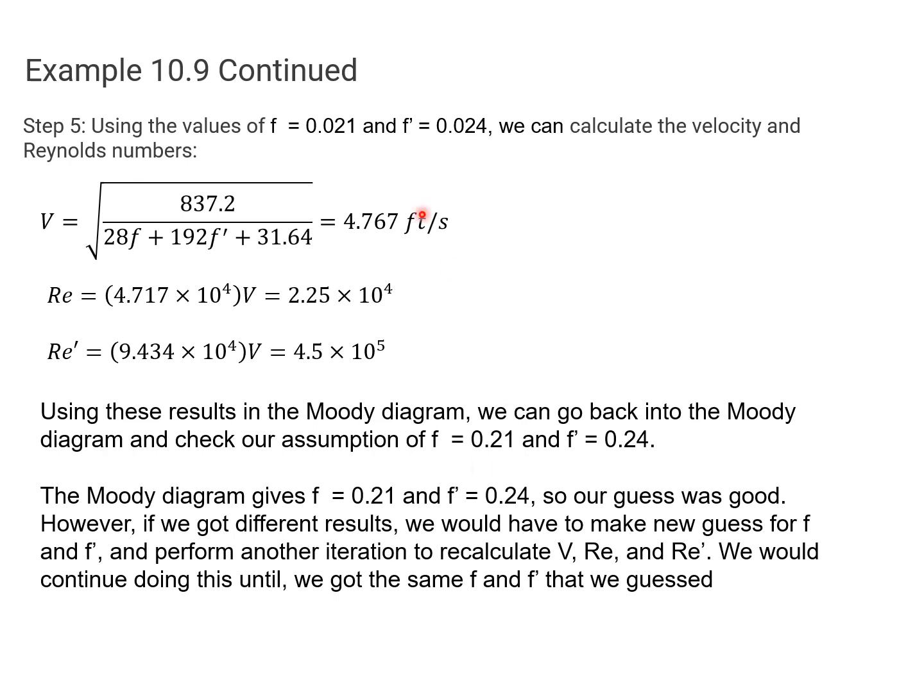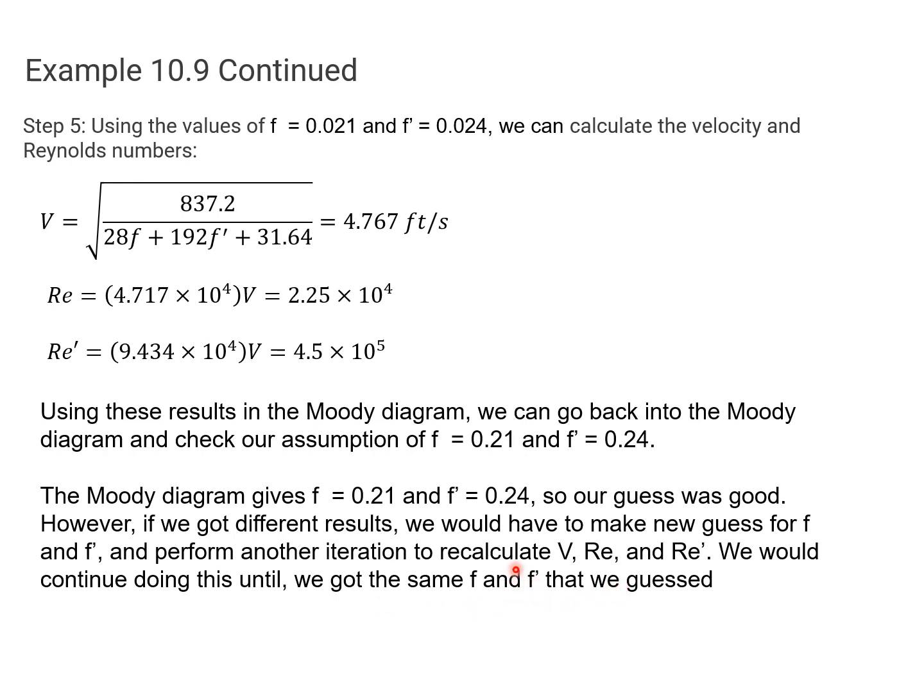So using the values of F and F prime, we can calculate the velocity and the Reynolds numbers now. Once you calculate these values, you can go back to the Moody diagram to check the results to see if that comes out consistent. When you do that, you find that yeah, these actually give these values. So it was a pretty good guess. However, if you got different results, you'd have to go back and make new guesses for F and F prime and continue that until you got the same F and F prime that you had guessed.